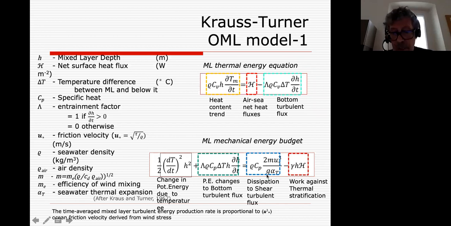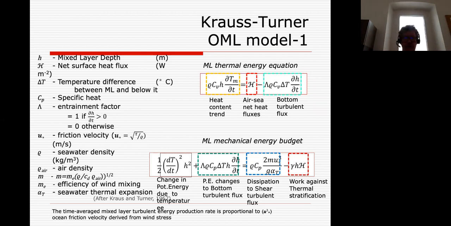If negative or less than 1, this increases further the efficiency of the mix. And then we have a final term that depends on the total heat content and the fluxes, obviously, and this takes into account the work against the thermal stratification that should be done. So we don't want to go too much into detail, but essentially we have 4 terms for mechanical energy.